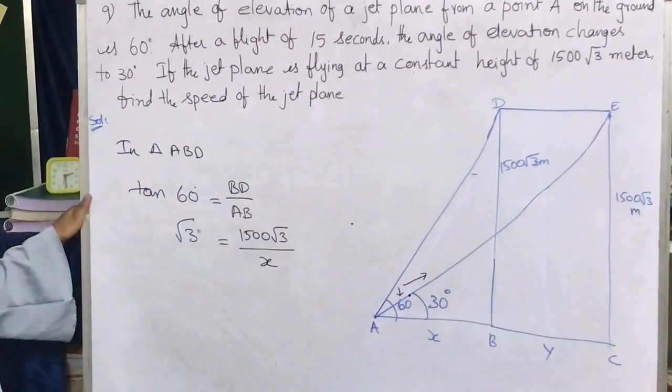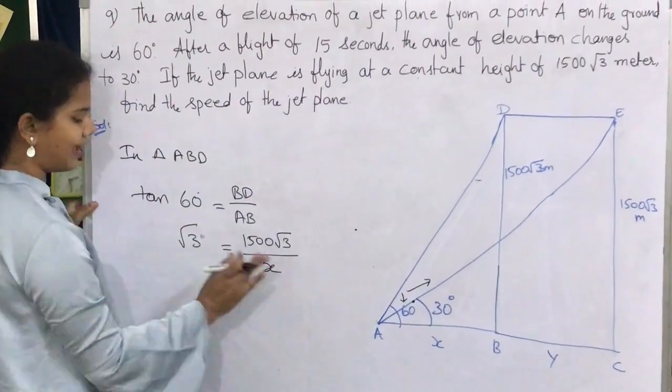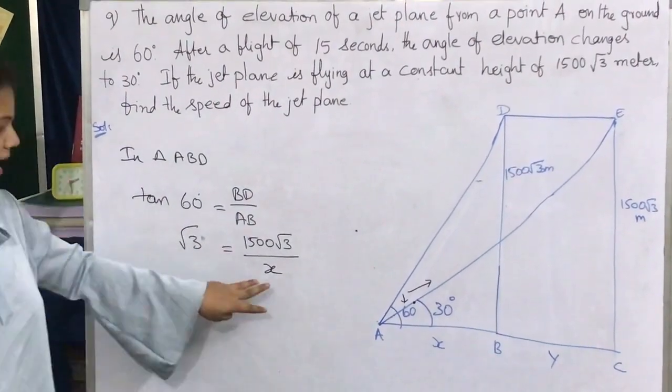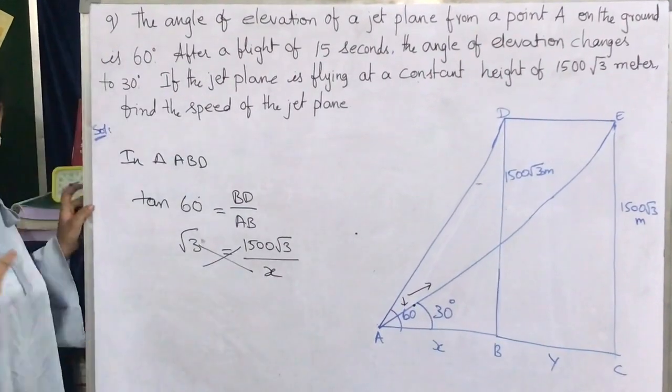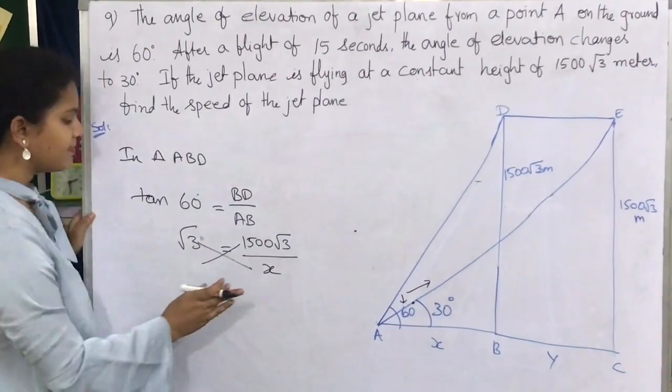Okay, let AB be x. We haven't any particular value, so I have taken a variable. So this variable is what? x. Let AB be x.